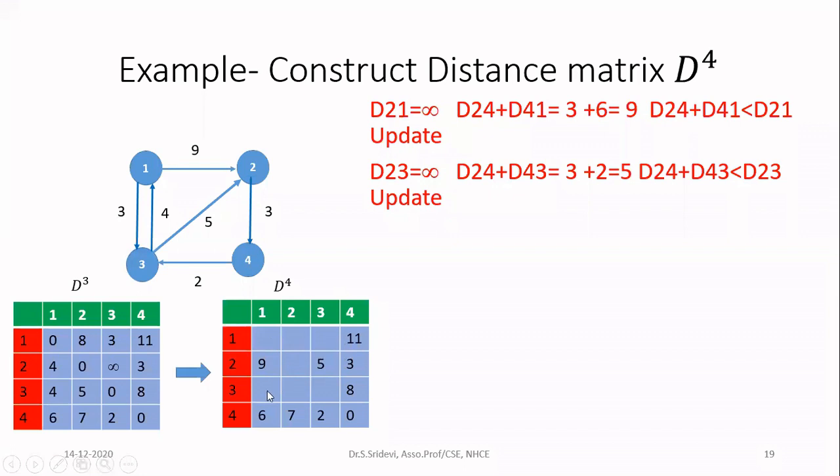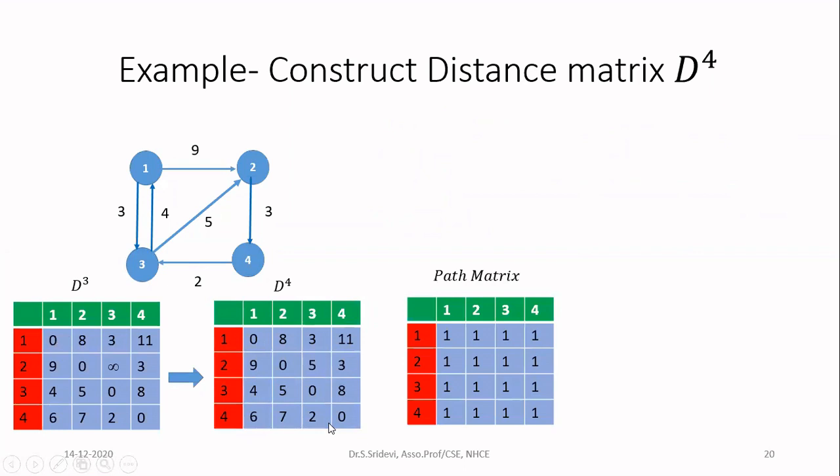For all the remaining 7 cells, you take the value from the previous matrix D3 itself. So you copy them as such. Once I do that, this will be my final matrix D4. So now we have finished all the 5 matrices. When you have n vertices in your graph, you need to construct n plus 1 matrices. So here we have 4 vertices, so we have constructed 5 matrices starting from D0 up to D4. All these matrices are nothing but distance matrices. That's why we are writing D.